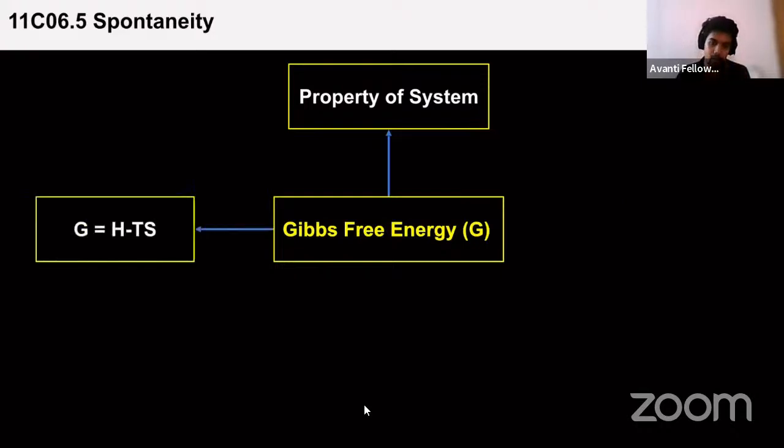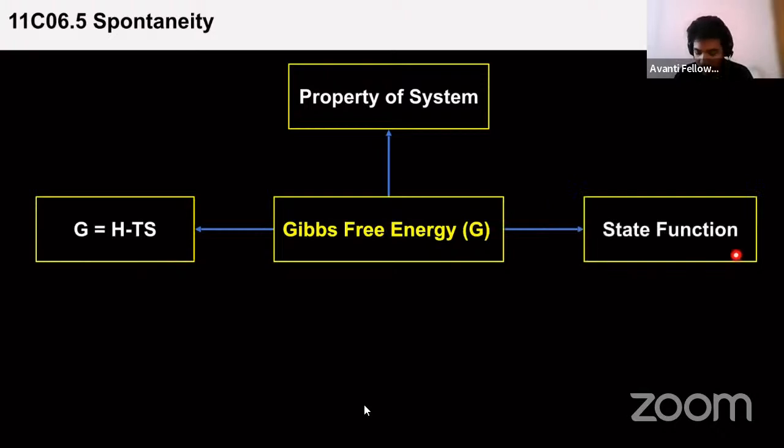Now, Gibbs free energy. Gibbs gave this mathematical equation to relate enthalpy, temperature, and entropy of a system. That is, G is equal to H minus T delta S, T into delta S. This is the mathematical expression given by Gibbs.